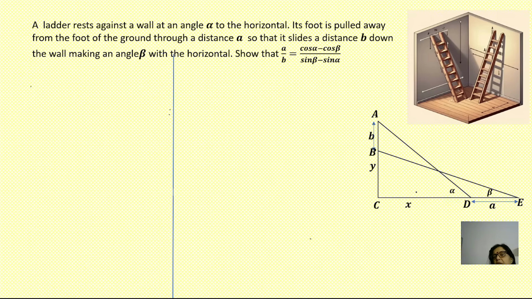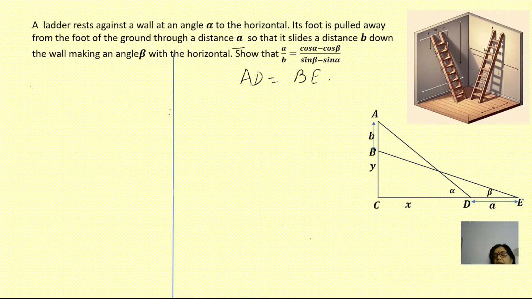So the geometrical figure will be drawn this way. You must remember here AD is representing the ladder, so AD will be equal to BE. The ladder's length is not going to change. When the ladder is pulled away from the wall, it is pulled away through a distance A on the ground, and it slides a distance B down the wall. So this distance AB is small b and this distance is small a. Now if you complete the figure, you get two right angle triangles, one is ACD, one is BCE.